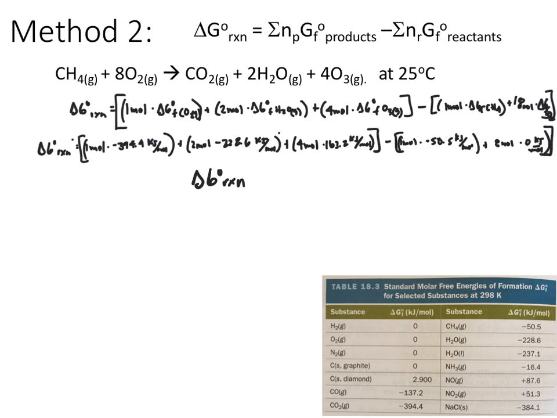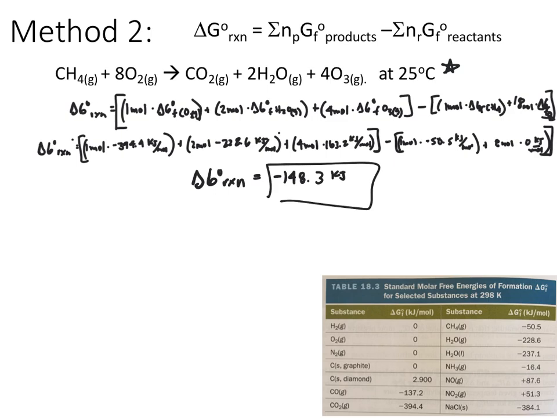That's going to give us a delta G value for this reaction equal to negative 148.3 kilojoules. Okay, so again, this process at 25 degrees C, because the sign of the delta G is negative, is going to be spontaneous.